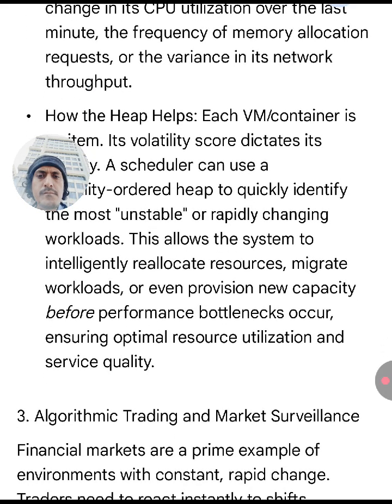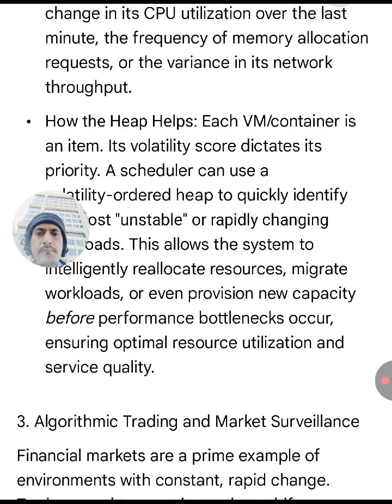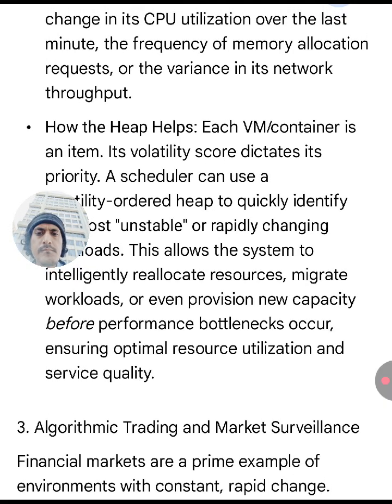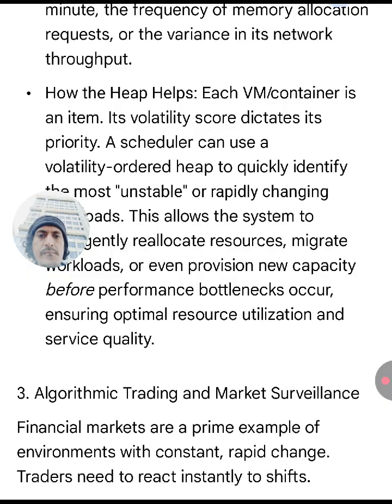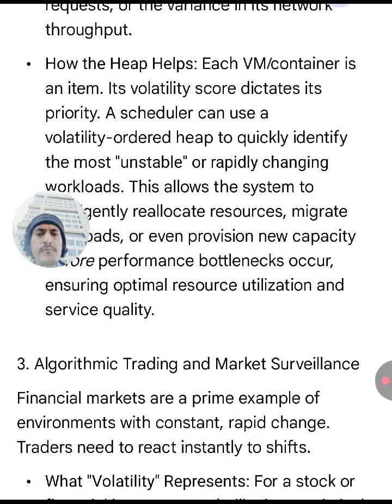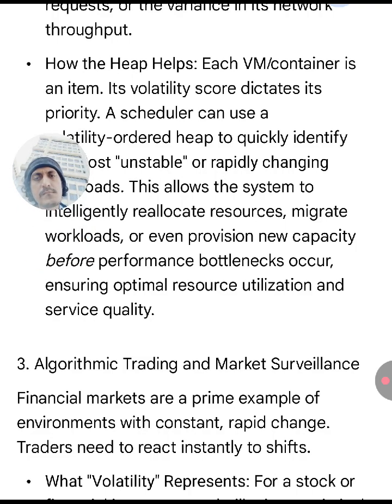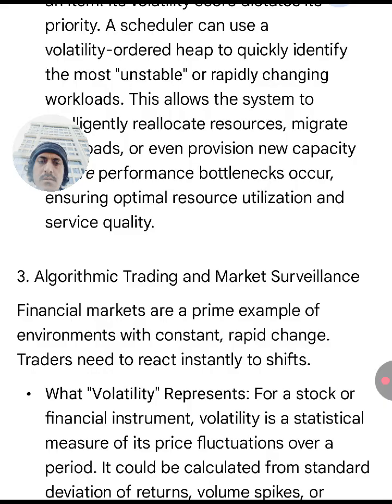How the heap helps: each VM or container is an item. Its volatility score dictates its priority. A scheduler can use a volatility-ordered heap to quickly identify the most unstable or rapidly changing workloads. This allows the system to intelligently reallocate resources, migrate workloads, or even provision new capacity before performance bottlenecks occur, ensuring optimal resource utilization and service quality.